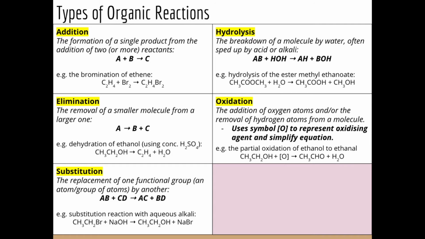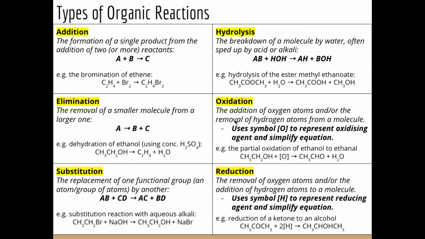And then the last one, you might be able to predict what it is. It is reduction. And the same way that reduction is the opposite of oxidation when we look at the electron transfer, the same thing is true here. Reduction is the removal of oxygen, oxidation is the addition of oxygen. Conversely, reduction is the addition of hydrogen, whereas oxidation is the removal of hydrogen. And we use the symbol bracket H to represent a reducing agent and simplify the equation. Reduction of a ketone to an alcohol.